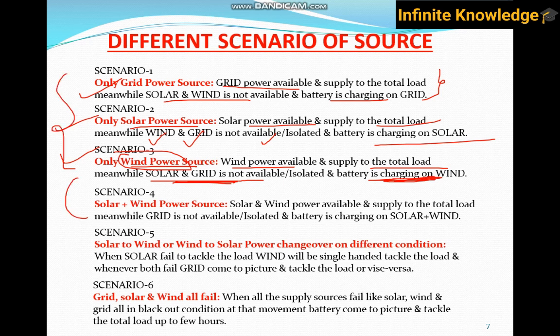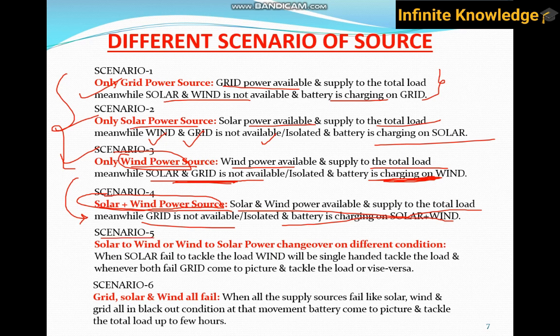And then what is the next scenario? Solar and wind both are available. Solar and wind are both merged. The grid is not available, and both solar and wind charge your battery. At this moment solar is available and wind is also available, and both are continuously feeding power to your load. So this is your fourth scenario.